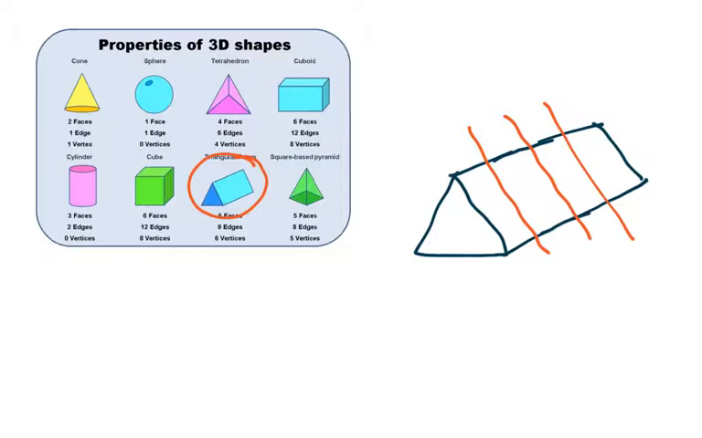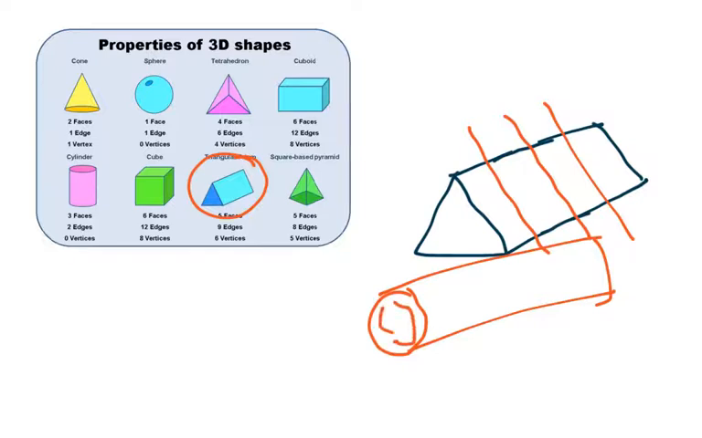So wherever I cut this triangular prism, I will always see that triangle. It's a bit like a stick of rock at the beach. When you see a stick of rock at the beach and it's got writing in it, wherever you cut, you still see that writing. That makes it a prism. So a cylinder is actually also a prism as well. A cuboid is a prism. A cube is a prism.